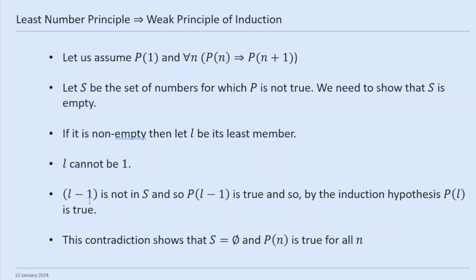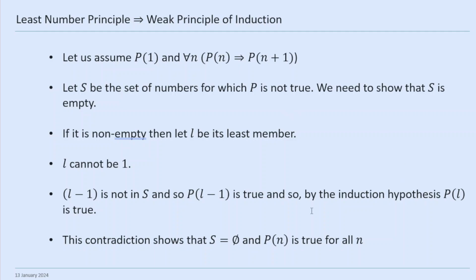Also, L minus 1 cannot be in S, because L is the least member of S. So P(L-1) is true, because L-1 is not in S. And so by the induction hypothesis, P(L) is true. And this is a contradiction, because we thought that L was in S, which is the set of elements for which P is not true.